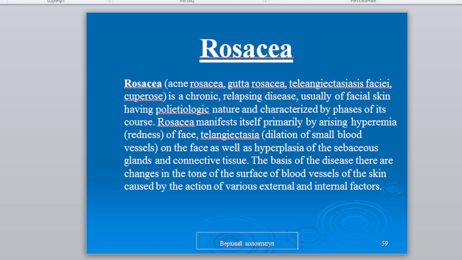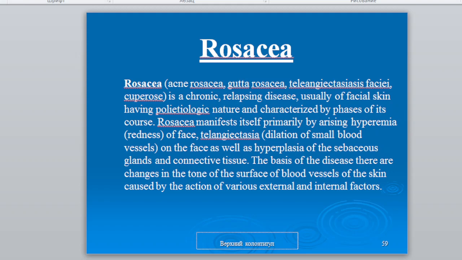Rosacea manifests itself primarily by arising hyperemia, redness of the face, telangiectasia, dilation of small blood vessels on the face, as well as hyperplasia of the sebaceous glands and connective tissue. The basis of the disease: there are changes in the tone of the surface blood vessels of the skin caused by the action of various external and internal factors.